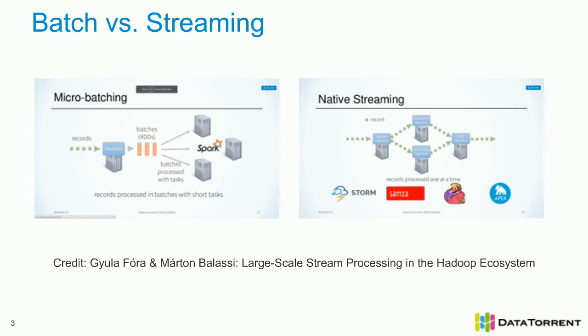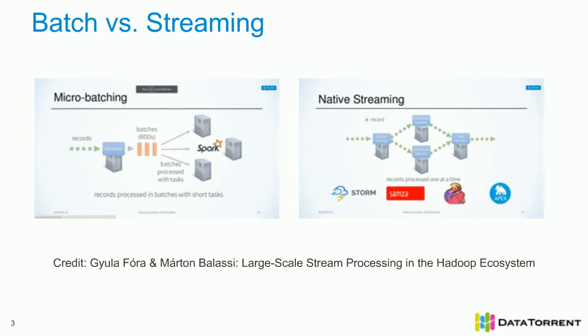Each batch is processed separately. So each batch is scheduled separately and processed. So that means we are repeatedly scheduling batches, and they are processed almost as if they were independent. This has some implications. Inherently, the architecture is stateless in Spark, and for stream processing, that introduces a number of implications.